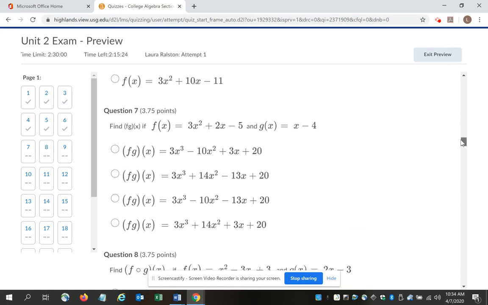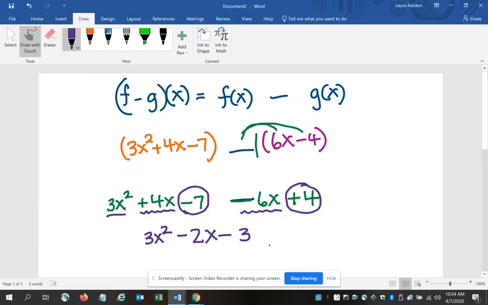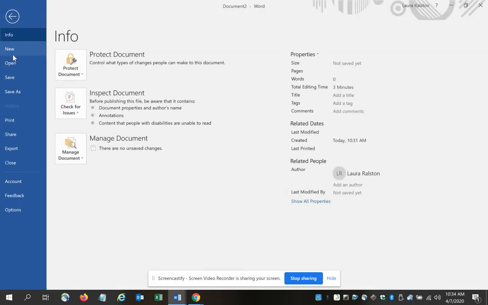Question 7 is another one of those questions, and it's asking us to do multiplication. So they give us function f, which is 3x squared plus 2x minus 5, and then they give us g, which is x minus 4, and it wants us to do the multiplication. You have f, g written side by side, which is the multiplication. So I'm going to go out to my scratch paper. I'm going to have to get me another clean sheet.